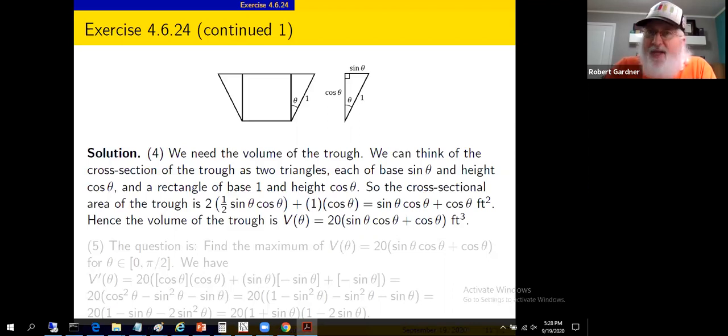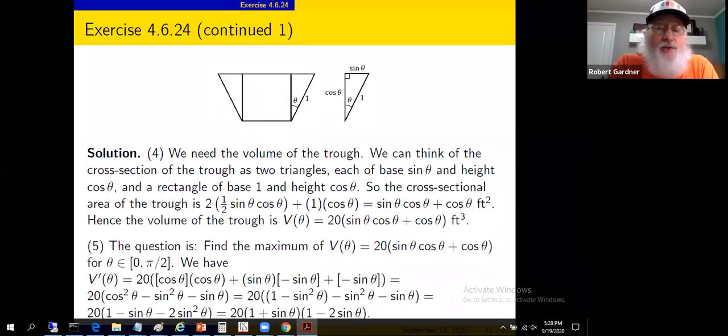The trough in the picture was 20 feet long, so we'll add in that 3rd dimension, and then we get 20 times that cross-sectional area. That'll give us cubic feet, and that'll give us volume. So there's the volume as a function of theta. The question is, maximize volume for theta between 0 and pi halves. There's the volume, simply as a function of theta.